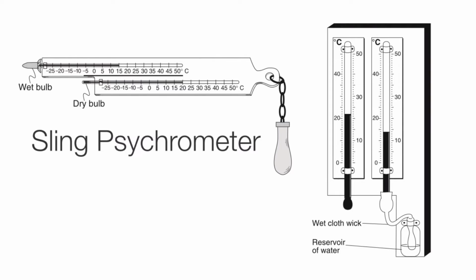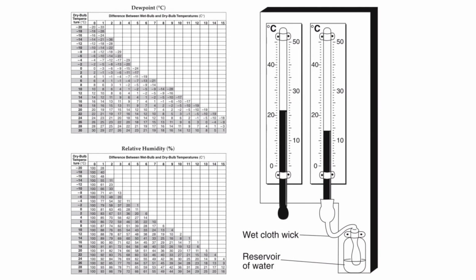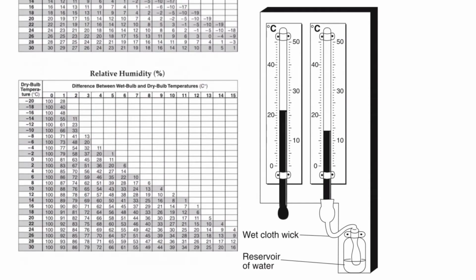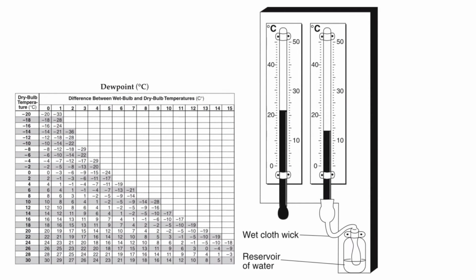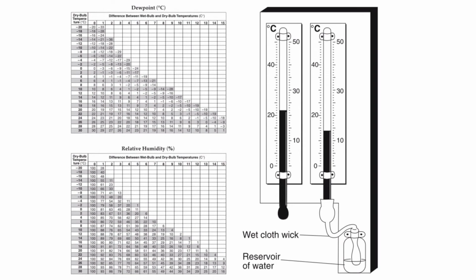So let's do a problem and see how this works. First of all, we can't just do this with the psychrometer on its own. We need a second tool, which is this set of tables here. You'll find them in your Earth Science reference tables. Notice we have one that's specifically for calculating humidity, and then the other one which is specifically for dew point. So let's see how we use these tables. We'll begin by taking some measurements.